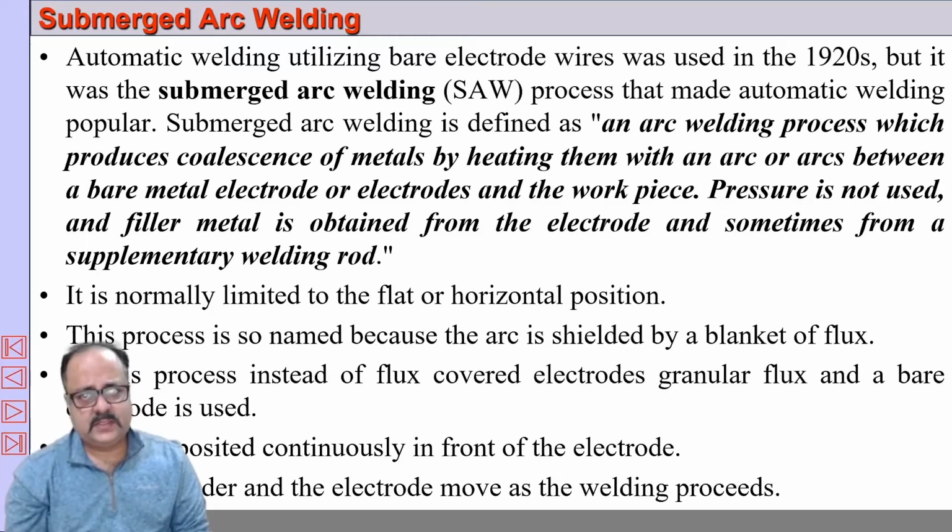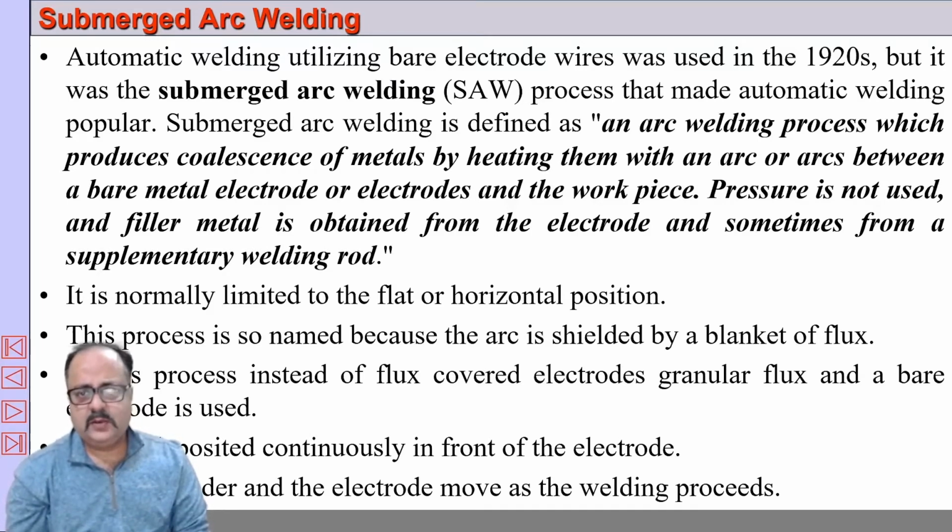So what is this process? This is also an arc welding process which produces a coalescence of metals to be joined by heating them with an arc, and here the arc is produced between a bare metal electrode and or electrodes. There may be more than one electrode, and there may be more than one arc, so therefore it's called arc or arcs. We will be discussing one electrode and one arc only. The arc is produced between the bare electrode and the workpiece. The bare electrode gets consumed by the heat of the arc, just like MIG welding or gas metal arc welding, which I have discussed in lecture number 5.